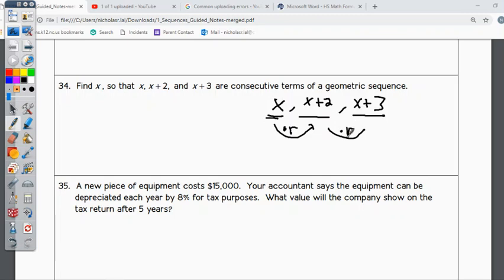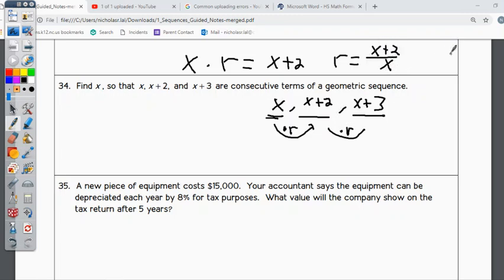So because of that, we can say that x times r equals x plus 2. You don't have to write this down, but if x times r equals x plus 2, then r is equal to x plus 2 over x.